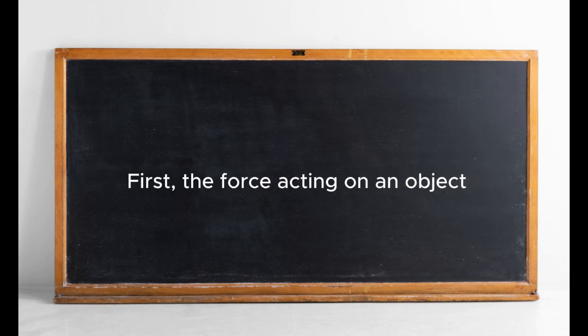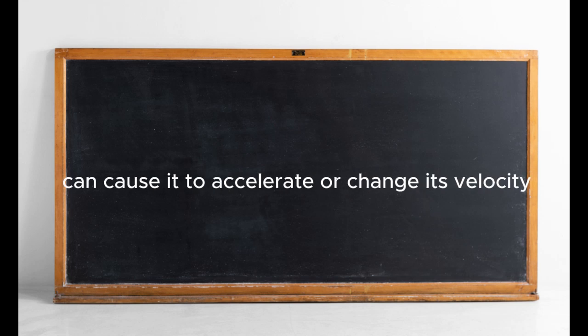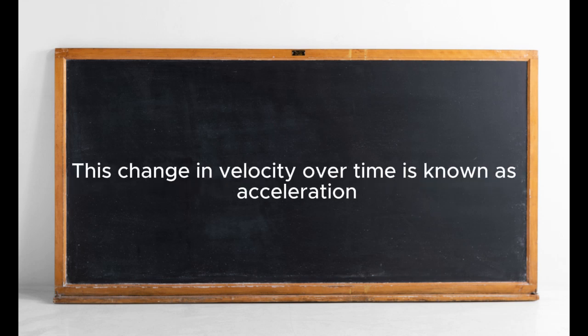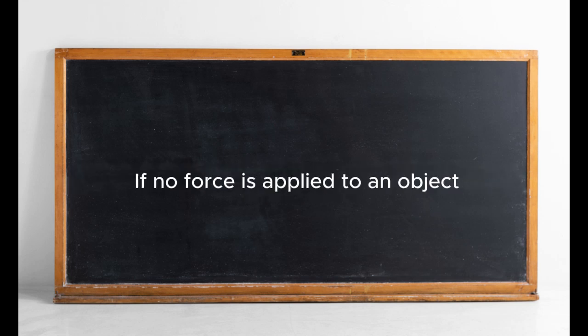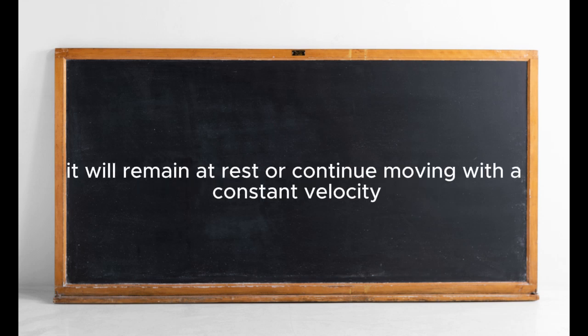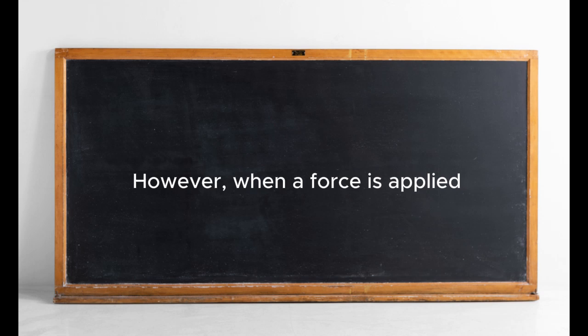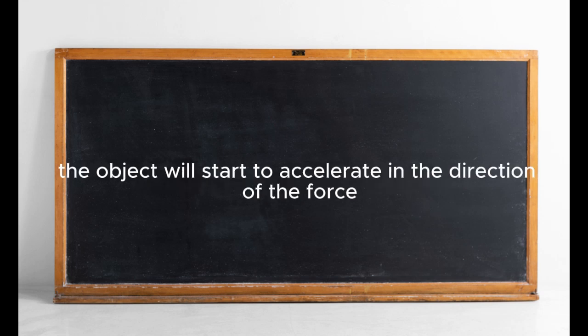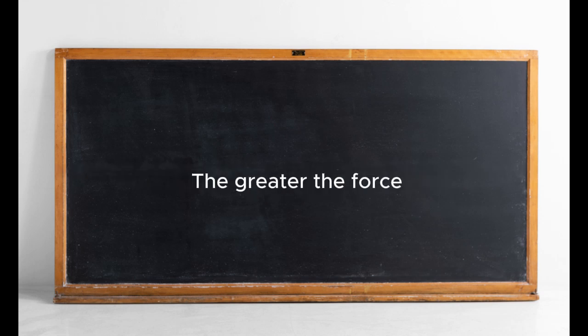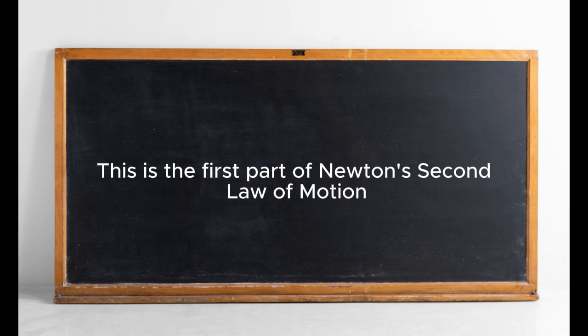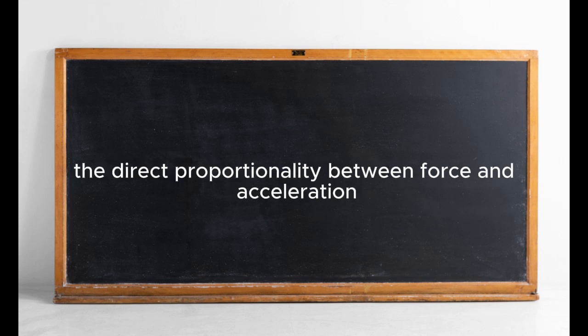First, the force acting on an object can cause it to accelerate or change its velocity. This change in velocity over time is known as acceleration. If no force is applied to an object, it will remain at rest or continue moving with a constant velocity. However, when a force is applied, the object will start to accelerate in the direction of the force. The greater the force, the greater the acceleration. This is the first part of Newton's second law of motion, the direct proportionality between force and acceleration.